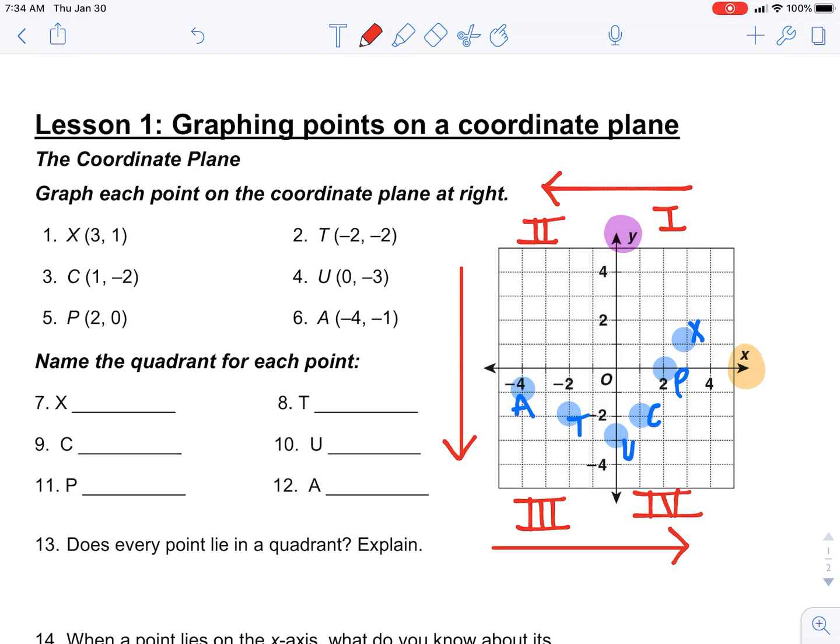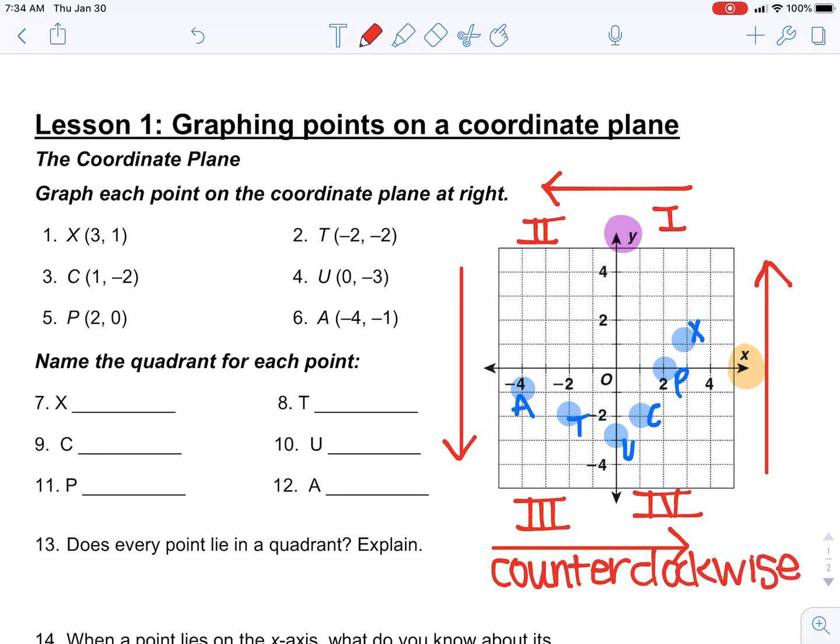And then if we were to complete this circle to go back up to quadrant 1 in a counterclockwise motion, we would go upward. So whenever we are naming quadrants, we always want to go in a counterclockwise pattern. So starting at the top, going to our left, going down, going right, and going up. When we name the quadrants, we simply write the quadrant's Roman numeral. So if we look for letter X, which we've already plotted, we can see that letter X is in quadrant number 1. So we call that I.